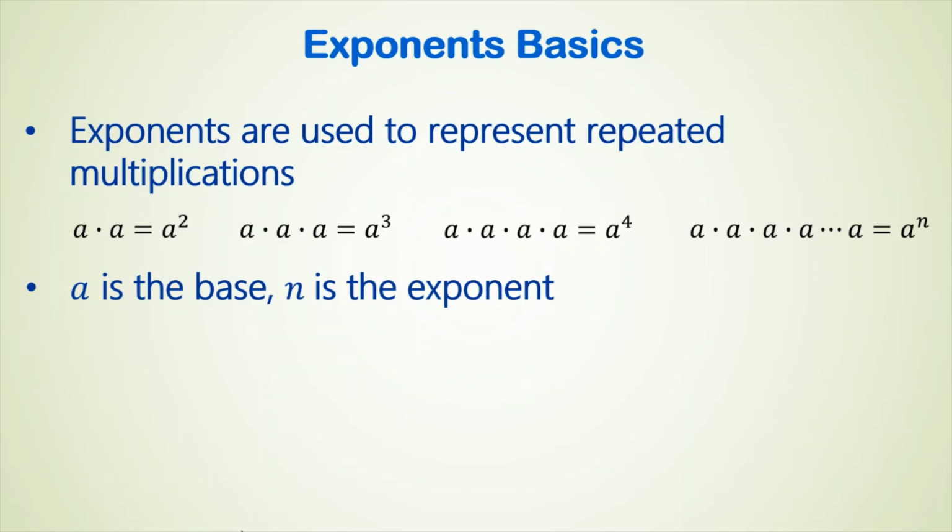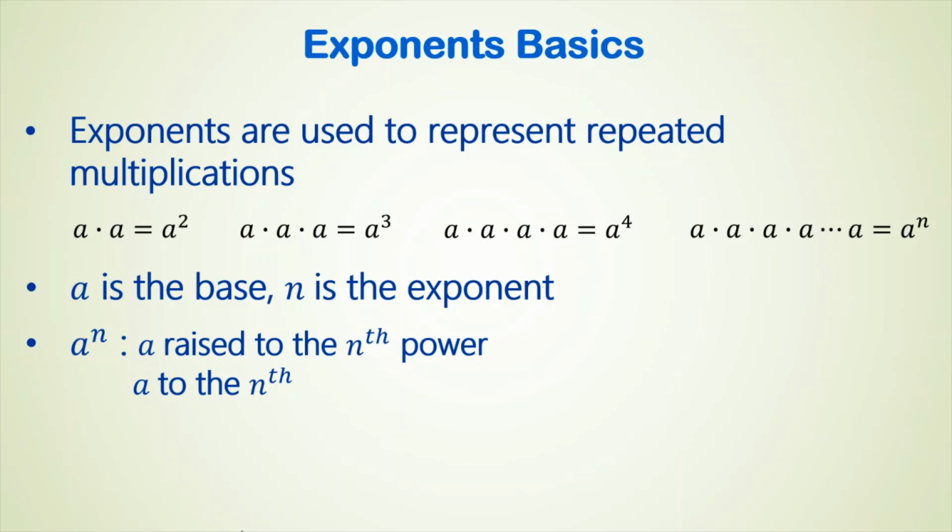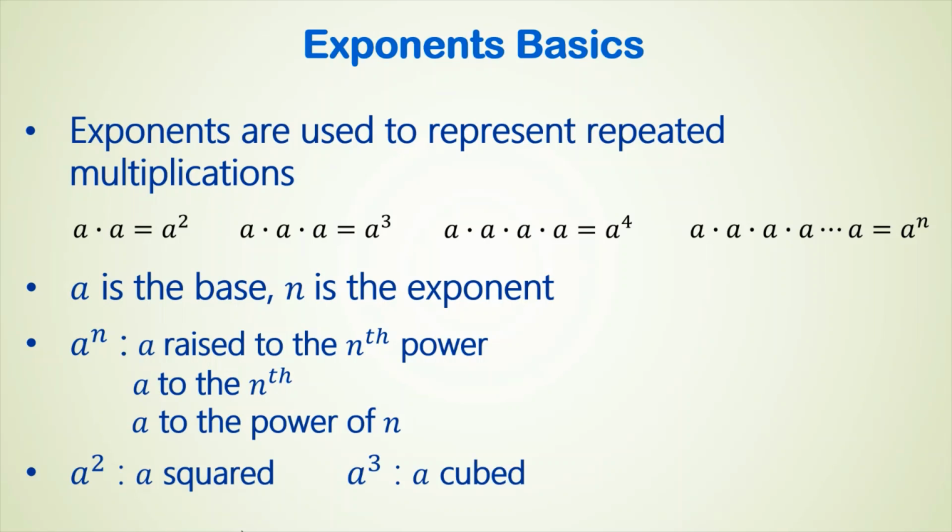So a here is the base and n is the exponent. So a with a superscript n can be read a couple of ways, and sometimes it's read as a raised to the nth power. You will also hear a to the nth, or you will also hear a to the power of n. All of these are ways to represent a with a superscript n. Now, specifically for convenience, a to the power of 2 a lot of times is simply called a squared, or a to the power of 3 a lot of times is simply called a cubed.